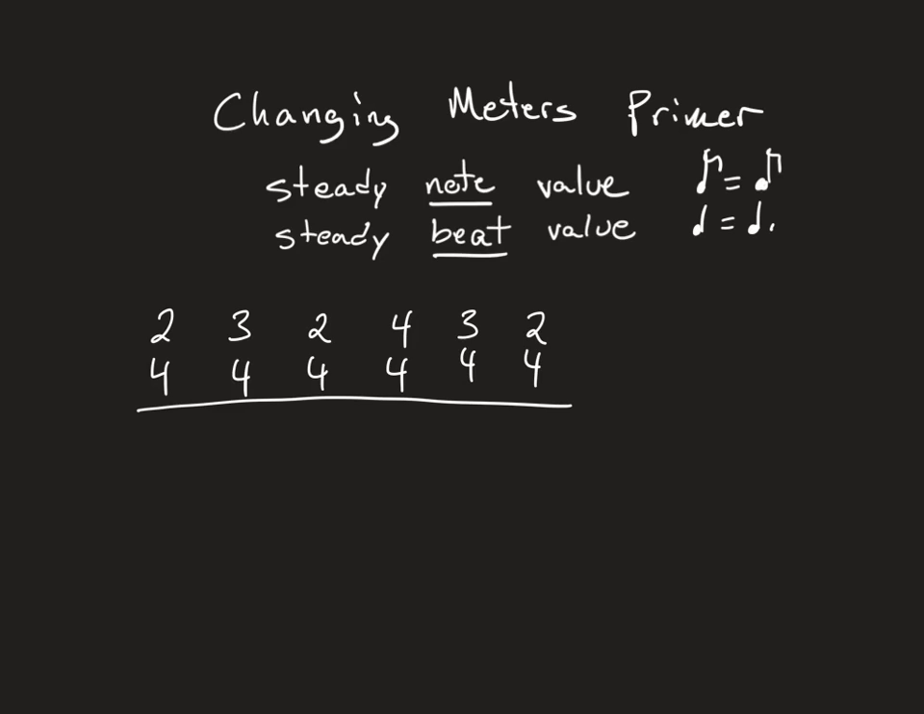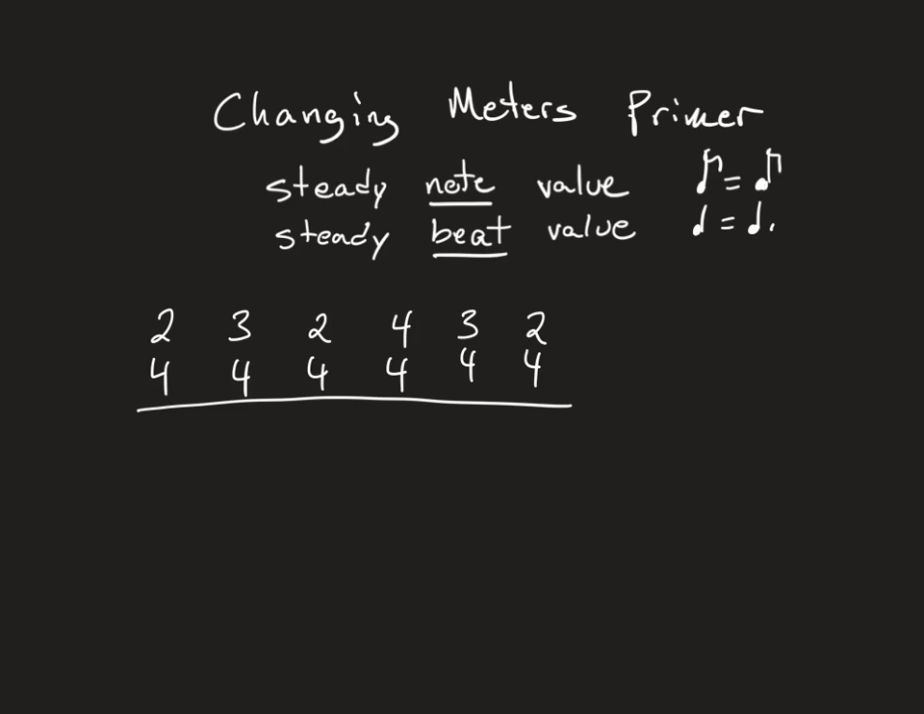Ready, go. 1 and 2 and 1 and 2 and 3 and 1 and 2 and 1 and 2 and 3 and 4 and 1 and 2 and 3 and 1 and 2 and. So that's both a steady note value and a steady beat value. None of that was complicated. In fact, it was all simple meter.